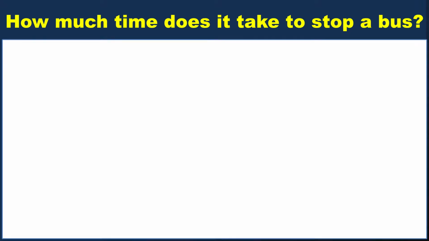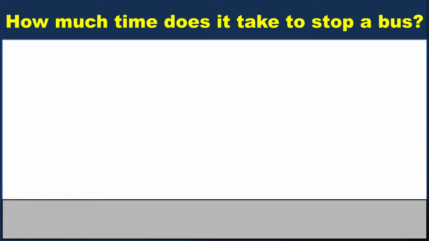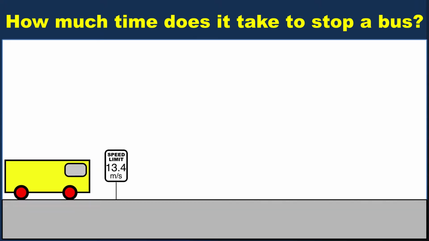We're going to get some practice dealing with acceleration by calculating how much time it takes for a bus to come to a complete stop. So imagine we have a bus on a road. The speed limit is 13.4 meters per second. Very convenient that they listed it in SI units.